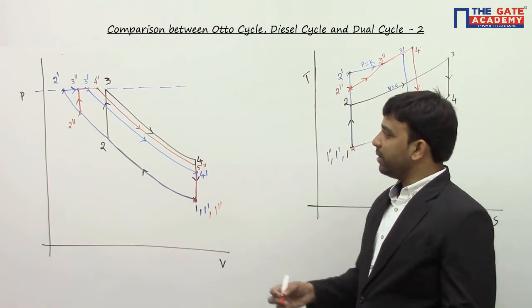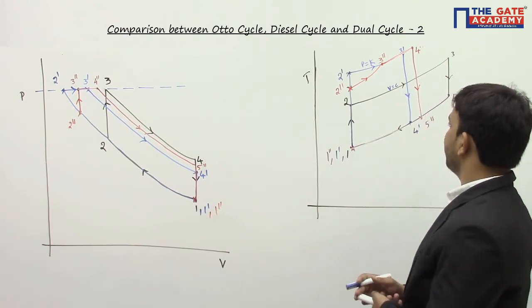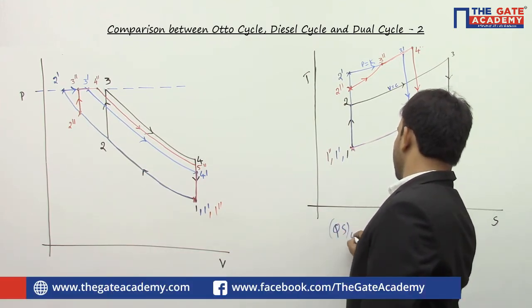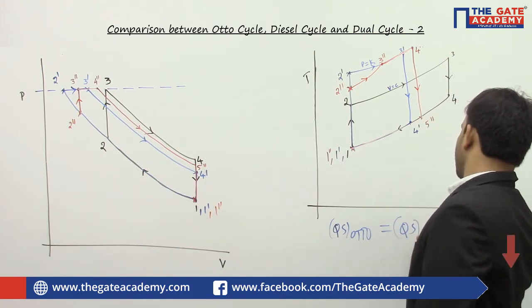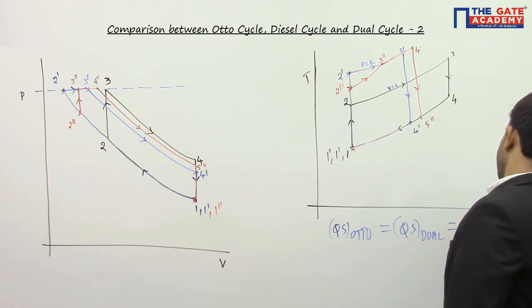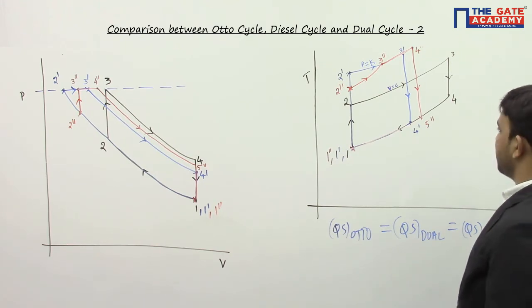Now we have drawn all the 3 cycles. In all the 3 cycles, heat input is the same. So I can say like this: heat supplied for the Otto cycle is the same as heat supplied for the dual cycle, which is the same as heat supplied for the diesel cycle. Heat supplied is the same in all the cycles. This is the constant we are seeing.